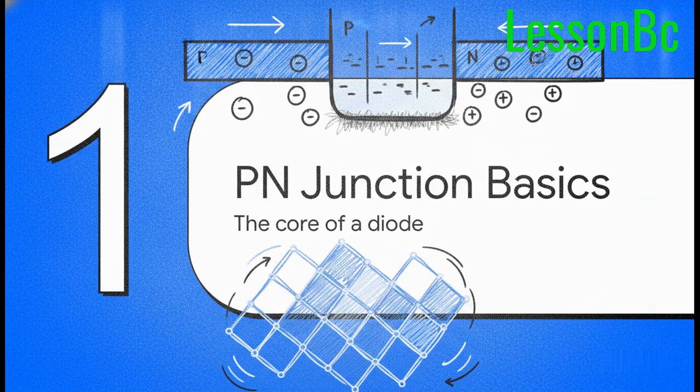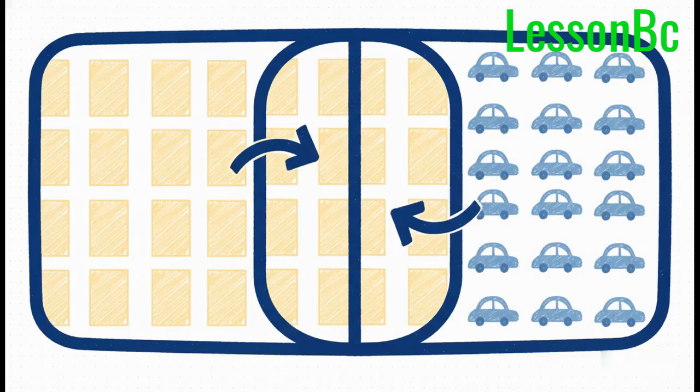Section 1. The PN junction basics. Let's look at the absolute core of a diode. A semiconductor diode is formed by joining a p-type and an n-type semiconductor. To make doping feel a bit more intuitive, just think of the p-type side as having a bunch of empty parking spaces. We call those holes, and they act as positive charge carriers.